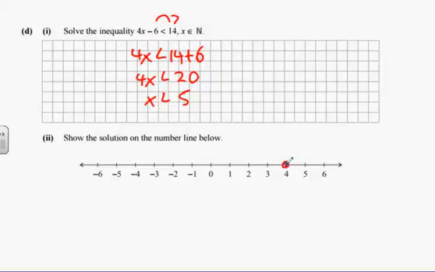Is 4 allowed? Yeah. 3 allowed? Yeah. 2? Yeah. 1? Yeah. 0? No. Why is 0 not allowed? It's natural numbers. It's not a natural number. Natural numbers start from 1, 2, 3 upwards. Okay? Everybody right with that?